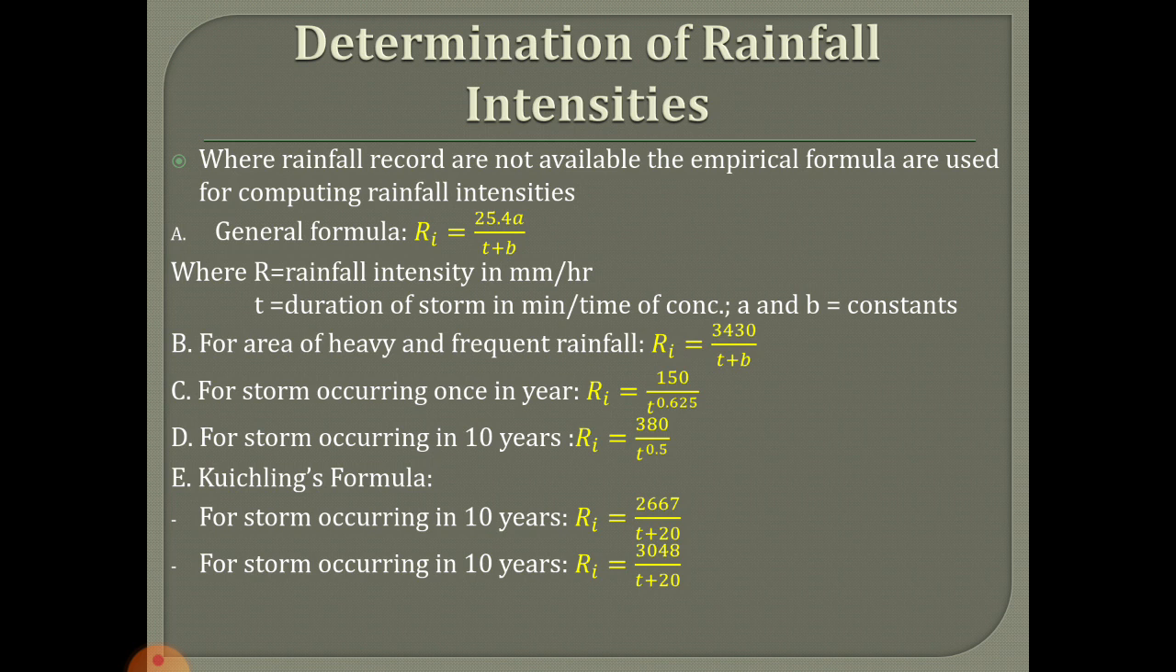For areas of heavy and frequent rainfall, the formula is different. For a storm occurring once in a year, the formula is different, as given in this slide. For a storm occurring once in 10 years, the formula is different. Then there is Kuchling's formula. By this formula, for a storm occurring once in 10 years, the formula is R = 2667 / (T + 20), and there should be a correction in this second one: R will be 3048 / (T + 20).